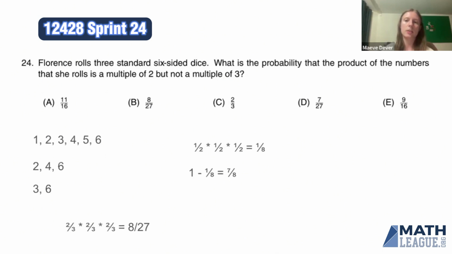Okay, so the probability that the product of numbers is a multiple of 2 is 7/8. The probability that it is not a multiple of 3 is 8/27. And because these are independent probabilities, we can just multiply them together to find the probability that they both happen, which is 7/8 times 8/27. This is a really easy fraction multiplication because you just cancel out the 8s, you get the 7 on the top, the 27 on the bottom. Those are relatively prime because 7 is prime. And that is the answer, and it's answer D.